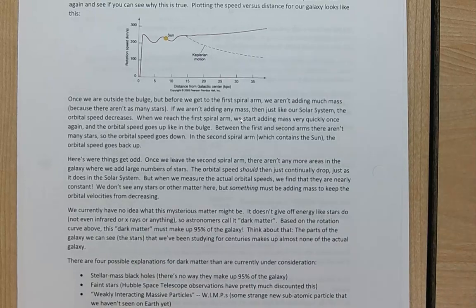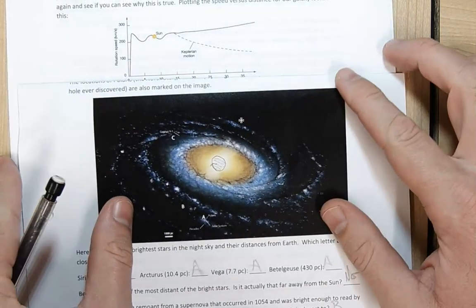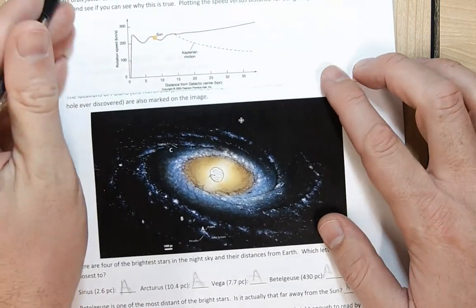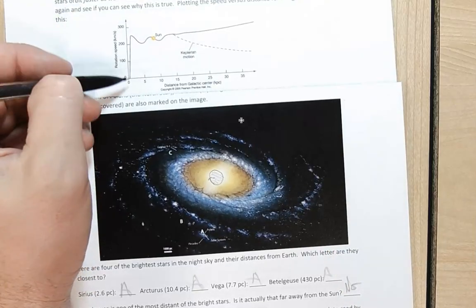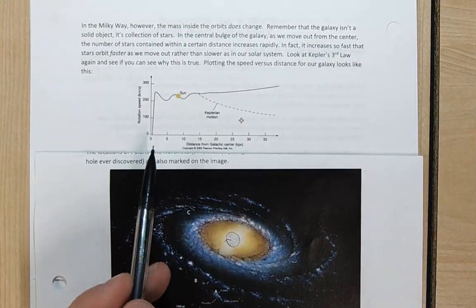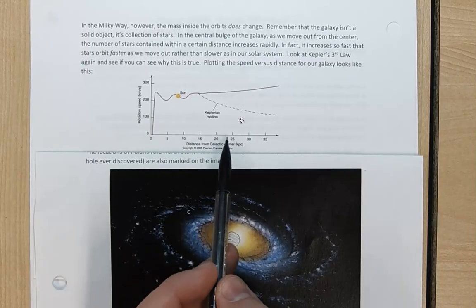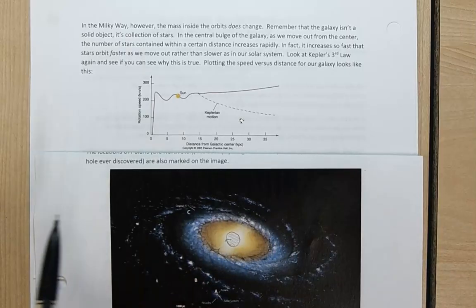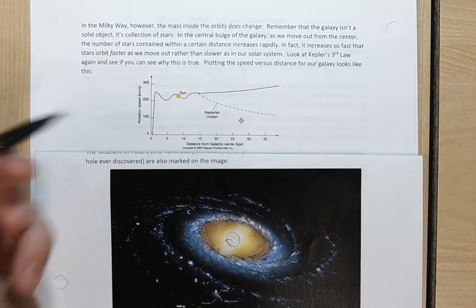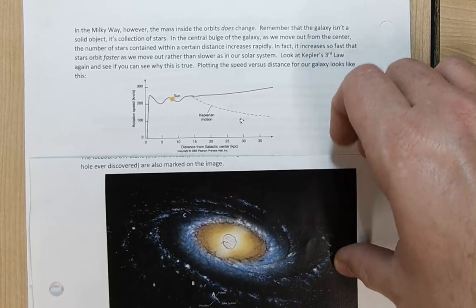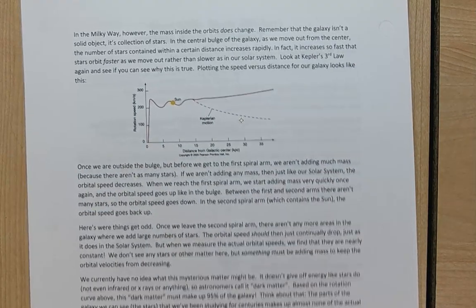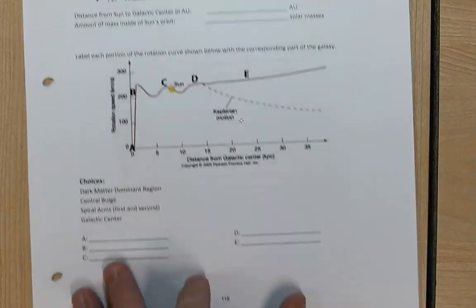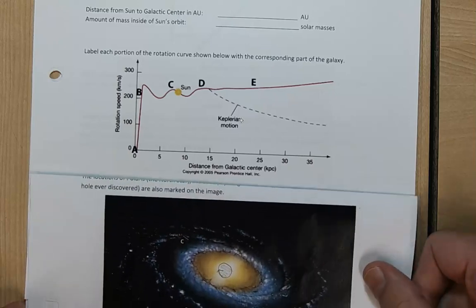You know what? I'm going to fold this real quick so we can look at both of them side by side. Okay. All right. This is the orbital speed of the stars versus distance from the center of the galaxy. So here's the center of the galaxy, and then we're getting further and further out. There's no other questions on this page, so let's jump over to this one here.